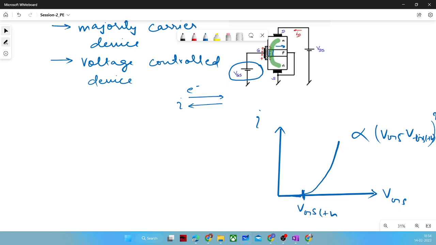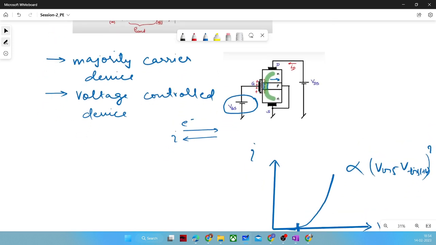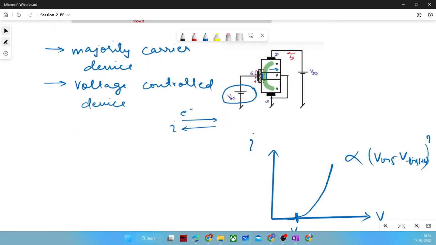So when the channel is formed, not much effort will be required and the current will flow smoothly. Right? That is why it is called a voltage controlled and majority carrier device, because for an n channel MOSFET, the current is flowing due to only n type carriers, which are the majority carriers, and the minority carriers will be in the source. The source is connected to that P block, which will be depleted, and your majority carriers will start to flow. So that's why it is a voltage control device and majority carrier device.